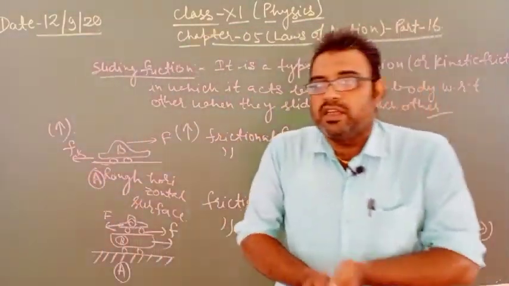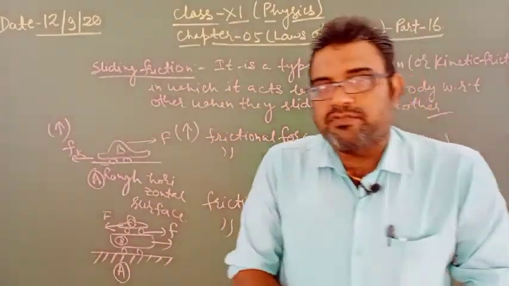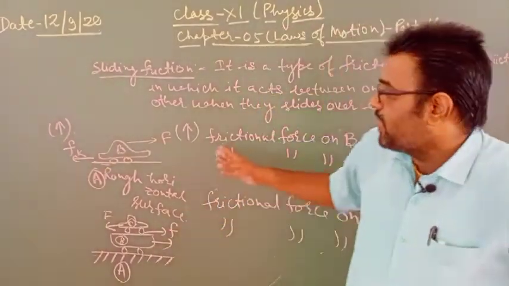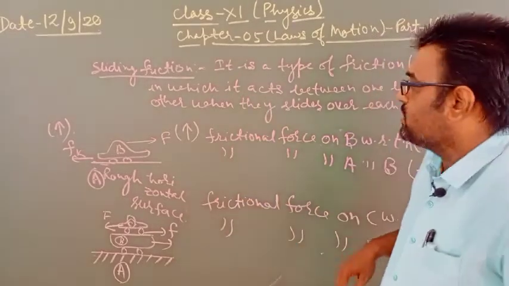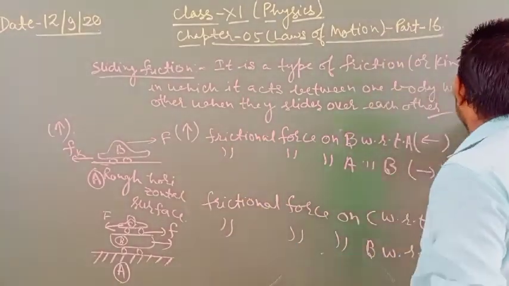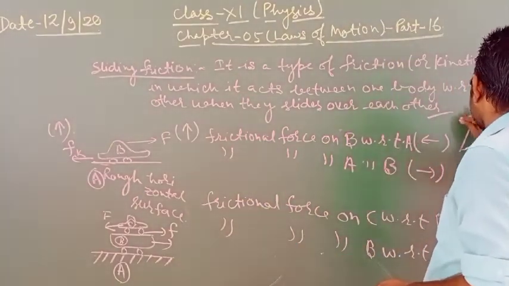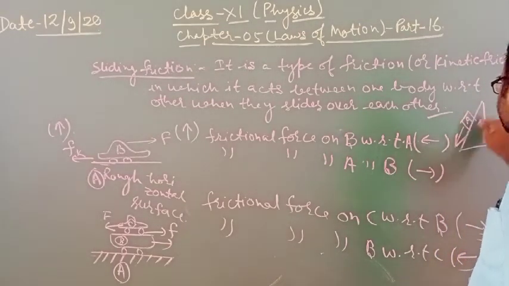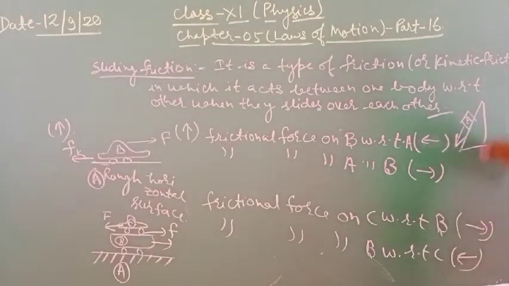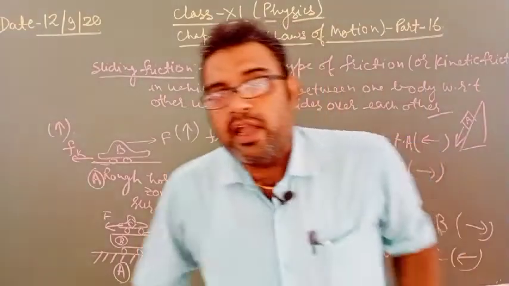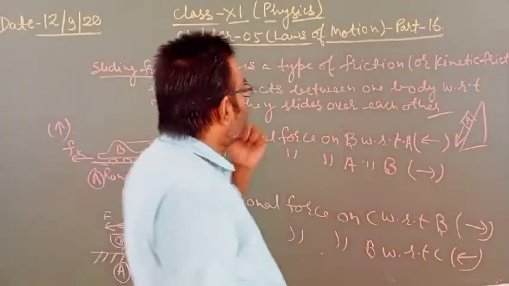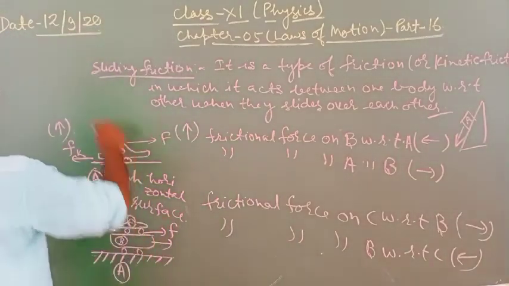Sliding friction is the friction when a body moves or slides over a surface. Suppose this is an inclined plane, and a body A is kept here and it is sliding in this direction. Then in this case the sliding friction acts, and it is one of the types of kinetic friction.